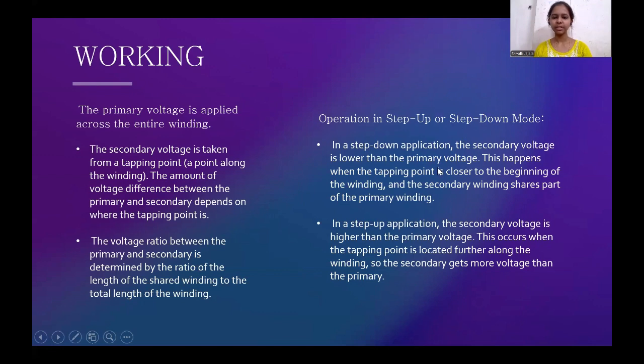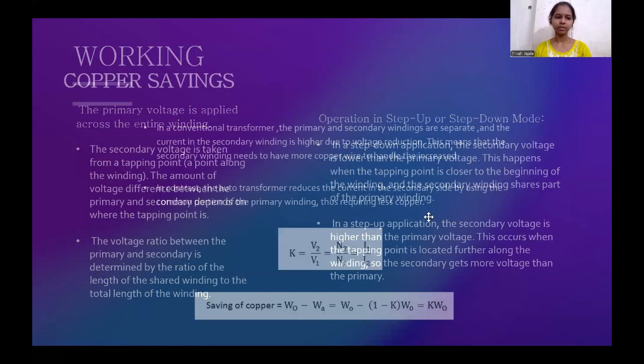In step down application, the secondary voltage is lower than the primary voltage. It means that the number of turns in the secondary must be less than the number of turns in the primary, such that when the voltage is converted from one circuit to another circuit, we can step down the voltage. In the step up application, the secondary voltage is higher than the primary voltage. It means that the number of turns in the secondary must be higher than the number of turns in the primary.